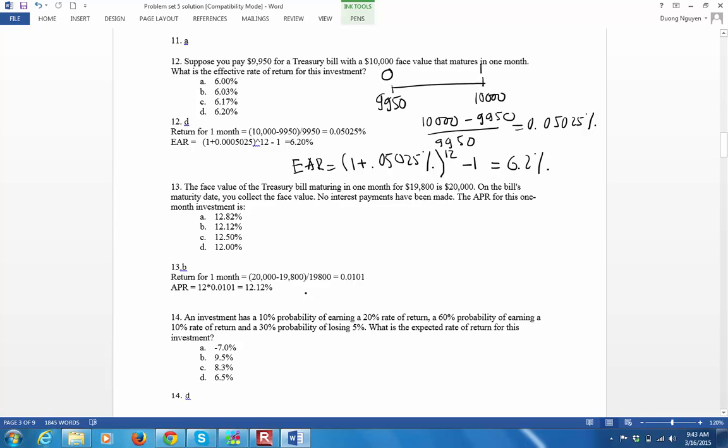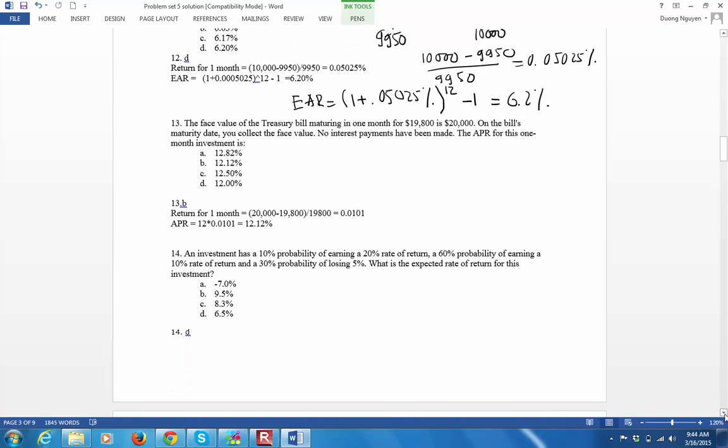And it is the same thing here, but it's only asking you for the APR. APR is simply equal to the monthly rate times the number of months per year, which is 12. Alright, so if the monthly rate is 0.0101, then the APR is simply equal to 12 times 0.0101.